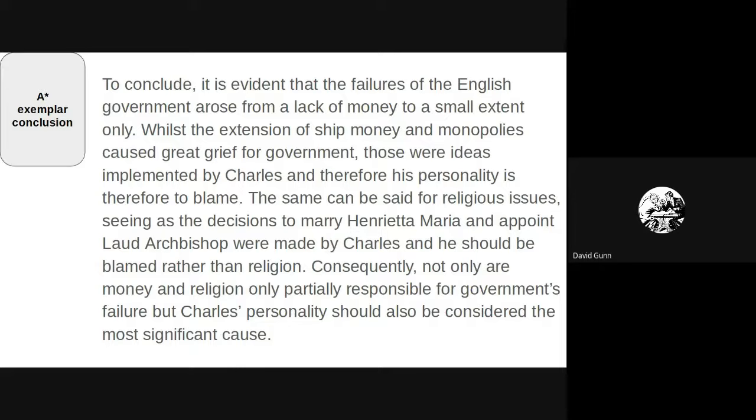answer to the question. Whilst the extension of ship money and monopolies caused a great grief for government, those were ideas implemented by Charles, and therefore his personality is to blame. The same can be said for religious issues, seeing as the decisions to marry Henrietta Maria and appoint Lord Archbishop were made by Charles. He should be blamed rather than religion. Consequently, not only are money and religion only partially responsible for government's failure, but Charles's personality should also be considered the most significant cause. So really weighing up the factors, a very clear line of argument.